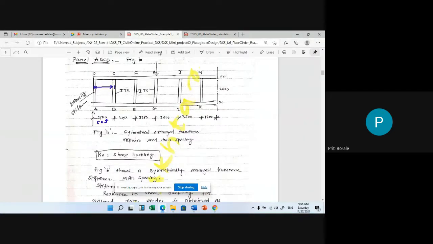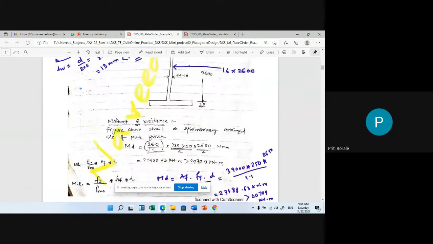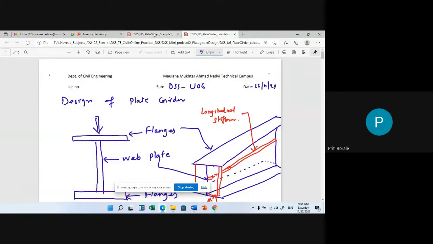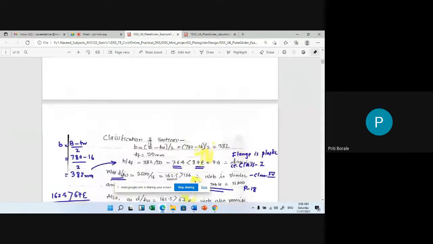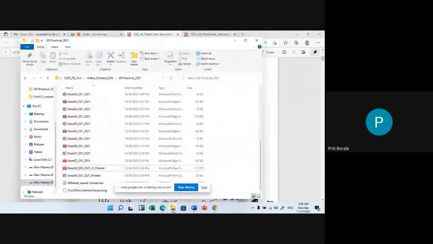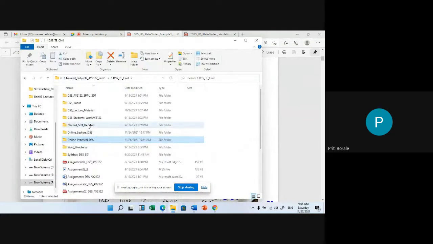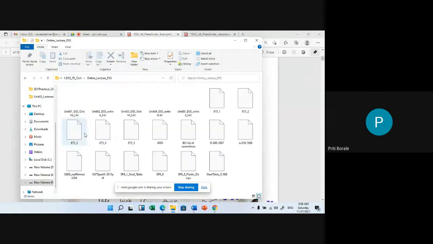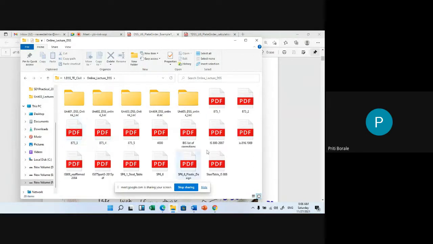Yesterday we started the design of plate girder. The theory part we have completed, and also some codal provisions were seen as per IS 800:2007. So for your guidance, you need to keep IS 800 as a guideline for the design. Okay.